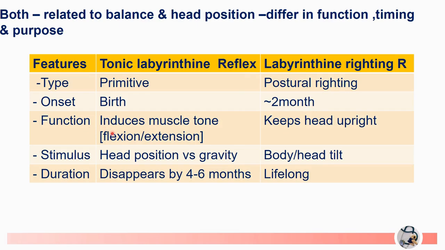The function of the tonic labyrinthine reflex is to induce muscle tone, like flexion and extension, whereas the labyrinthine righting reflex keeps the head upright. The stimulus for the tonic reflex is head position versus gravity, whereas in the labyrinthine righting reflex, it is body and head tilt. If you tilt, they bring the head to the center. As for duration, the tonic labyrinthine reflex disappears by 4 to 6 months, whereas the labyrinthine righting reflex stays lifelong.